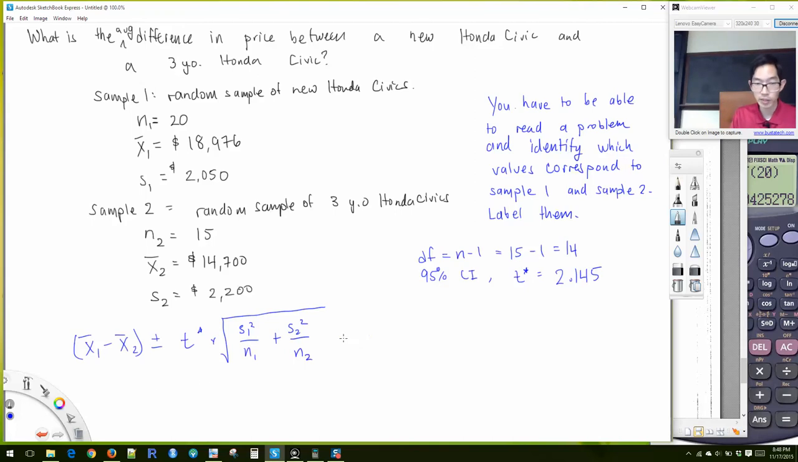So let's plug in all of our numbers here. I'll use red. We're going to have 18,976 minus 14,700, plus or minus 2.145 times the square root of S1, 2050 squared over 20, plus 2200 squared over 15.